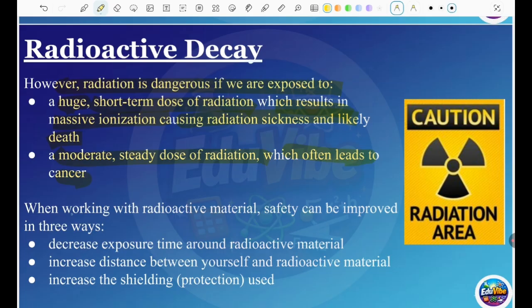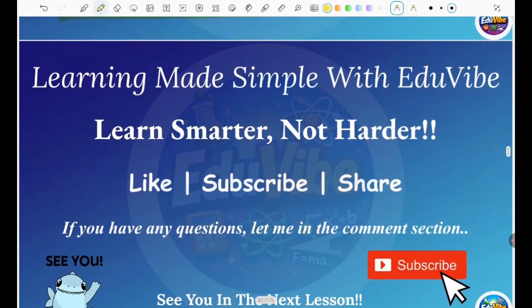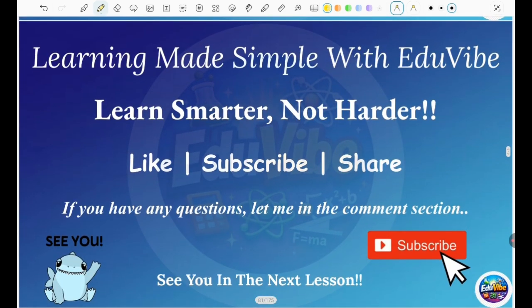When working with radioactive material, safety can be improved in three ways. Some people work in factories where radioactive material is used. So decrease the exposure time, increase the distance between yourself and the radioactive material, and increase the shielding. You have to do some protection. You have to shield your face, your hands, your body parts, so that you don't have contact with radioactive material. So these three ways you have to follow. Radioactivity is somewhat very dangerous, and somewhat very useful to us in many ways.